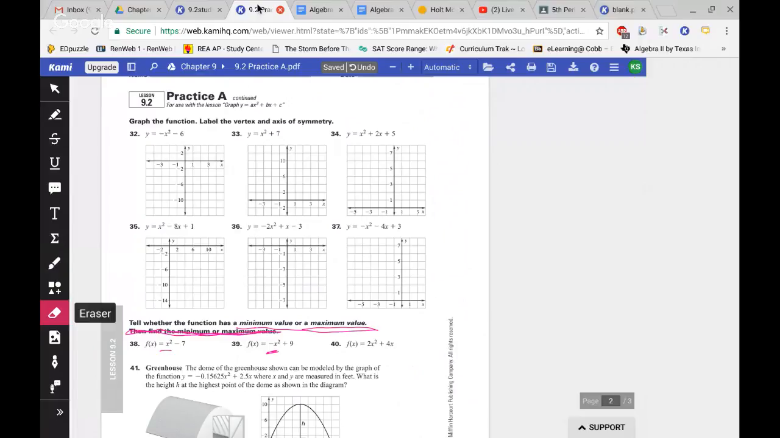Now let's go back to number 32. Label the vertex and axis of symmetry. So on this one, it's going to go down 6. So here is going to be my vertex right here.